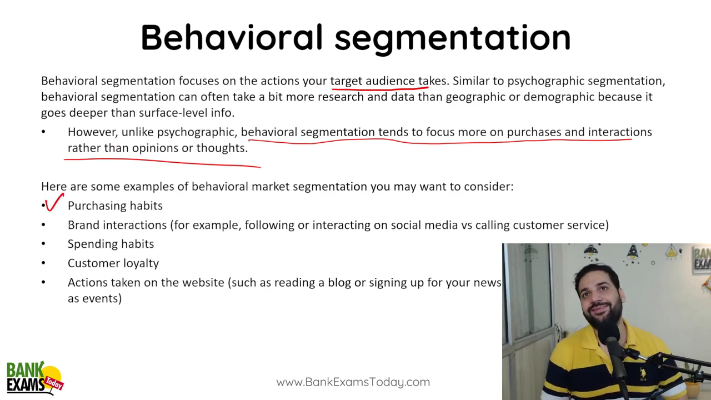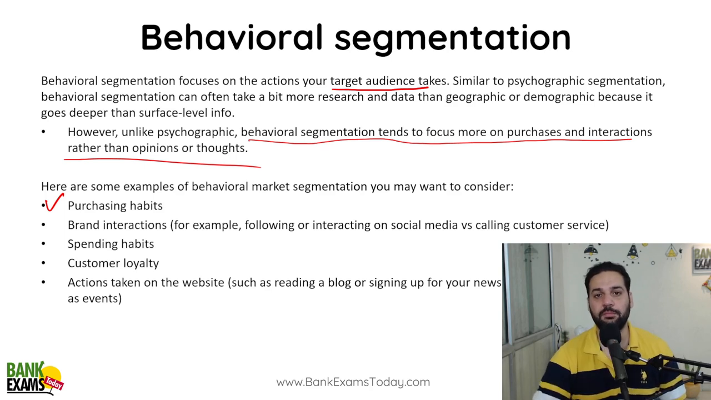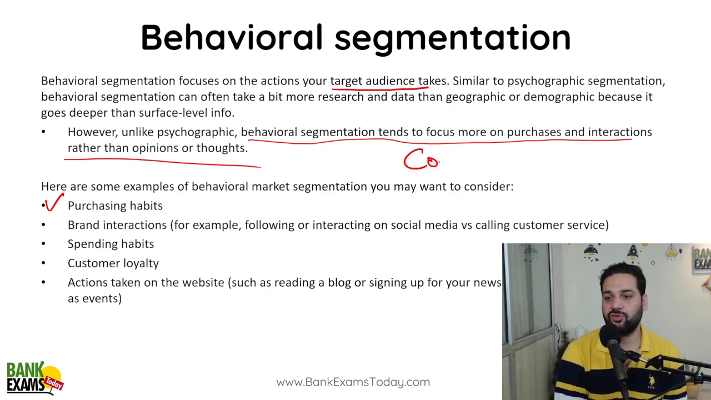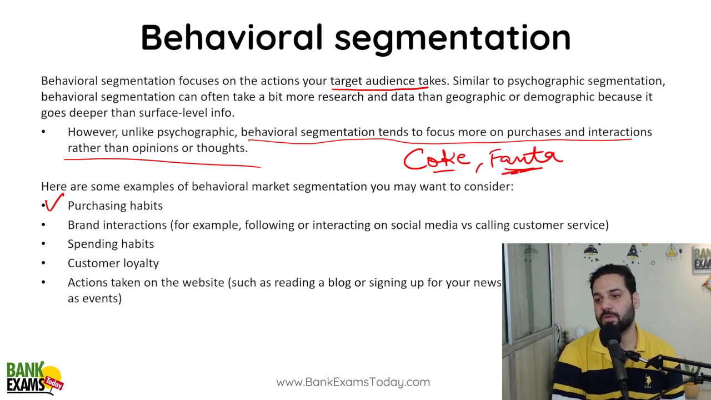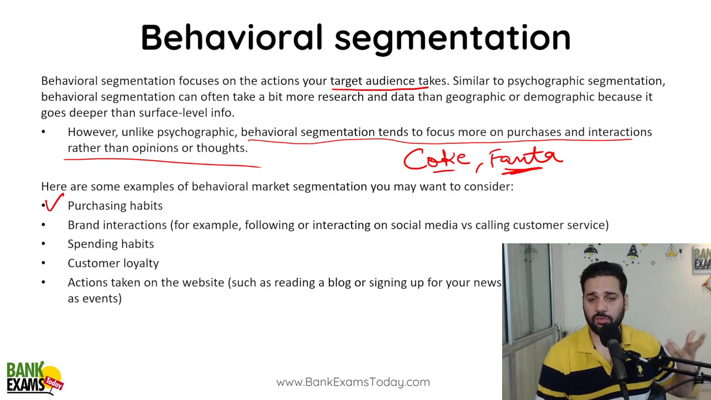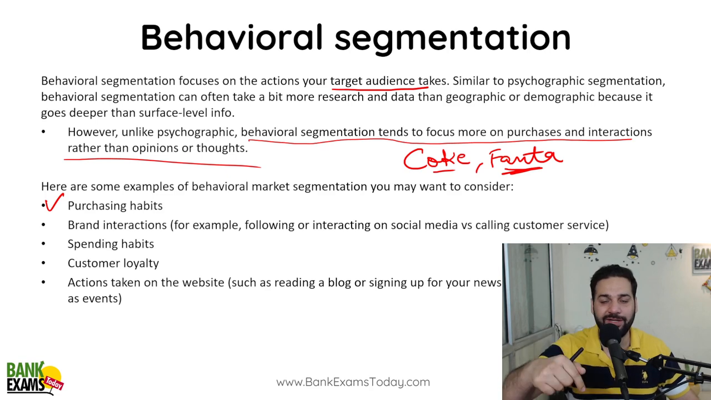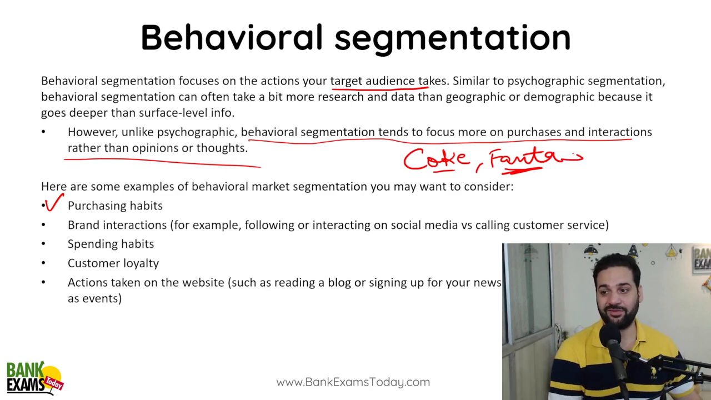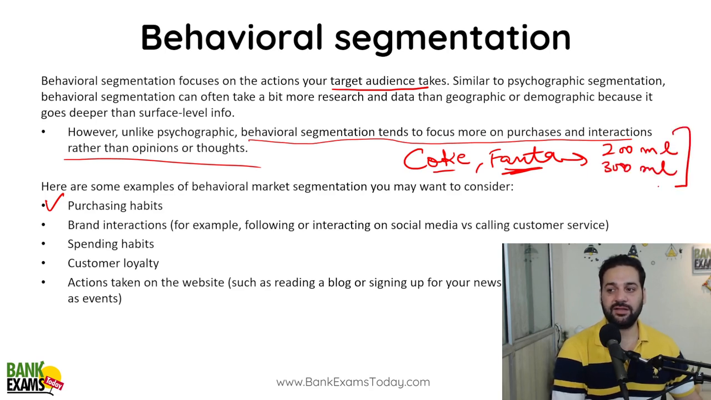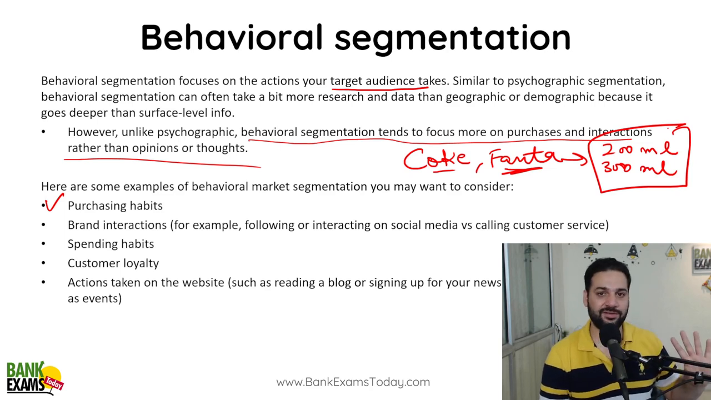So good example, actually. While buying, let's assume Coke, I mean, I like the brand Fanta. As a person, if you want to drink a soda, Coke or Fanta, how much quantity would you drink? Most probably, your answer would be like 200 ml or 300 ml. If you are living in India, that is the most common answer. 200, 300 ml. That is what we drink.